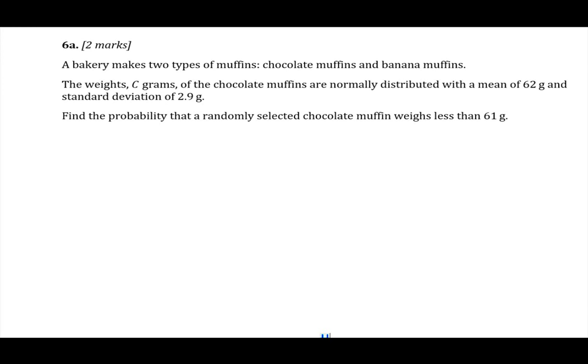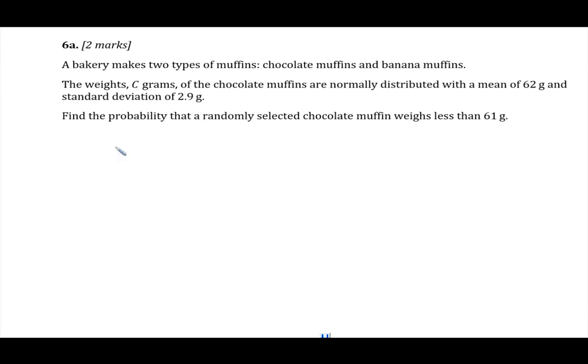All right, so let's take a look at this normal distribution question. It says a bakery makes two types of muffins, chocolate and banana muffins. The weights, C grams, of the chocolate muffins are normally distributed with a mean of 62 grams and standard deviation 2.9. Find the probability that a randomly selected chocolate muffin weighs less than 61 grams.